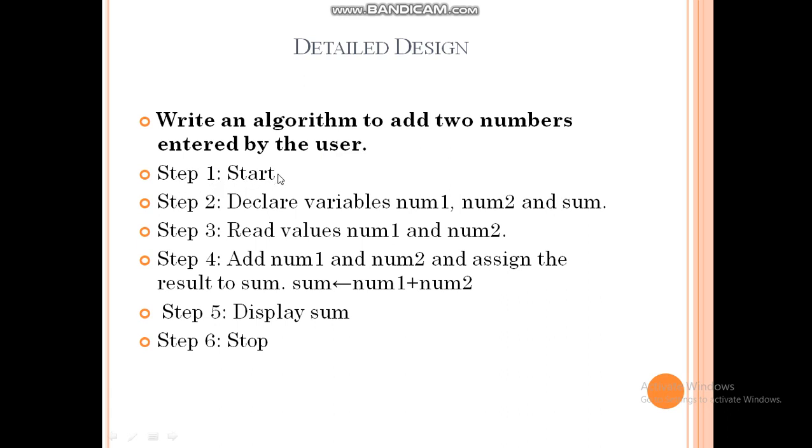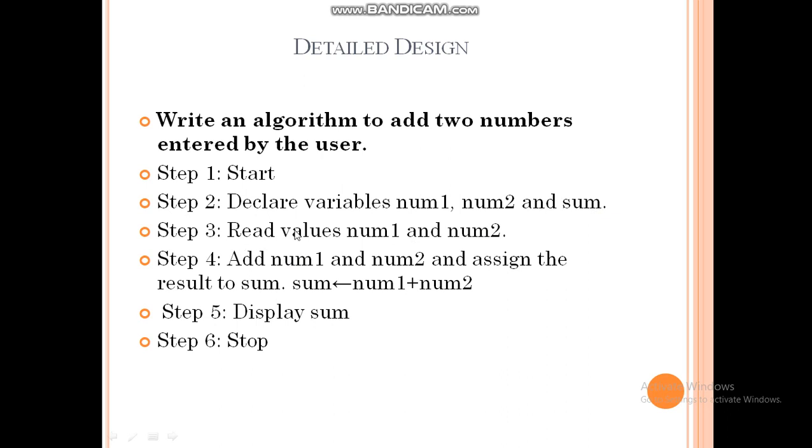Step 1 is start. Step 2, declare variables number 1, number 2 and sum. The first step of the algorithm is to define the input and output variables. To find the addition of two numbers, number 1 and number 2 are input variables, since the addition takes two numbers. The sum is the addition of two numbers, stored in another variable, the sum variable. So sum is the output variable.